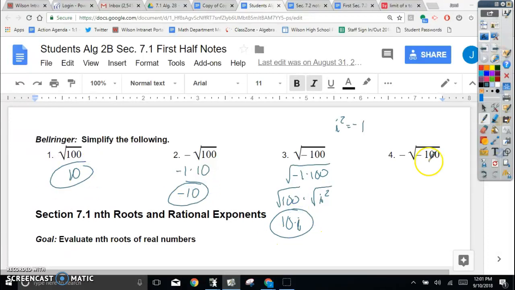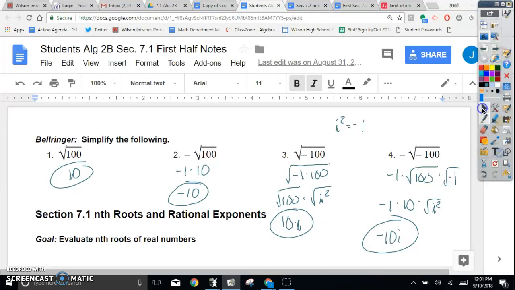It's the same thing as his, right? But I'm going to multiply by a negative 1 then. So this is going to be basically the following. So this would be negative 1 times 10. This is the square root of i squared. So this will be negative 10i. So there's your bell ringer.